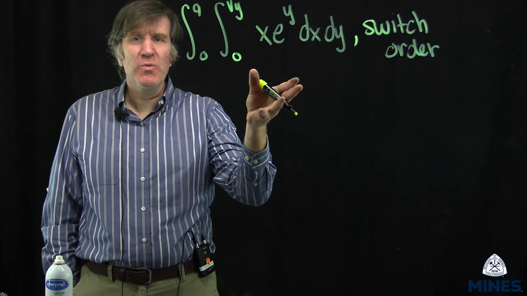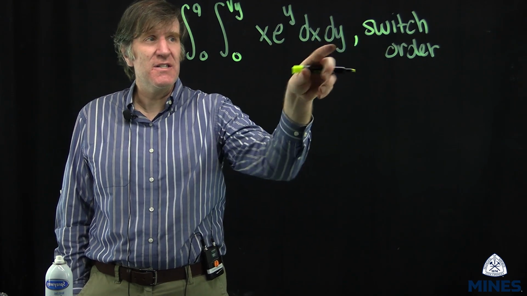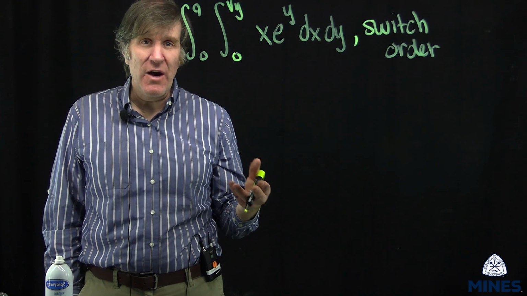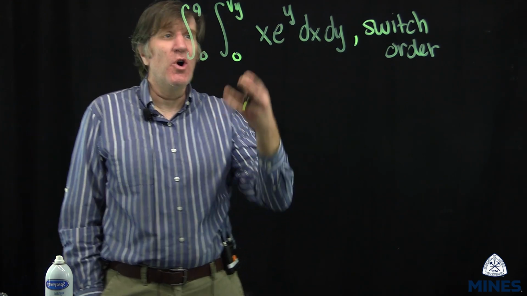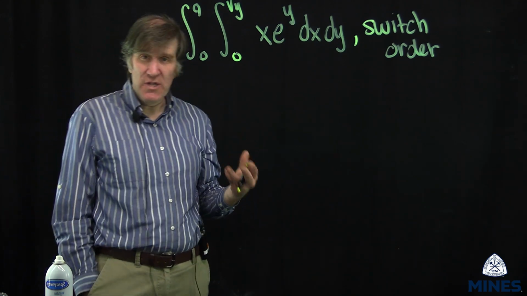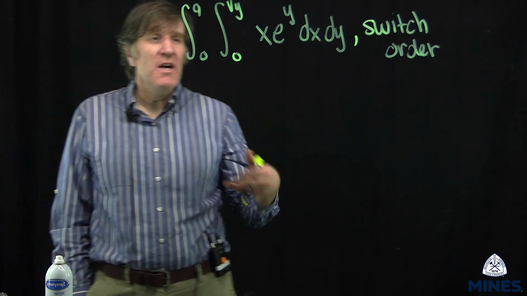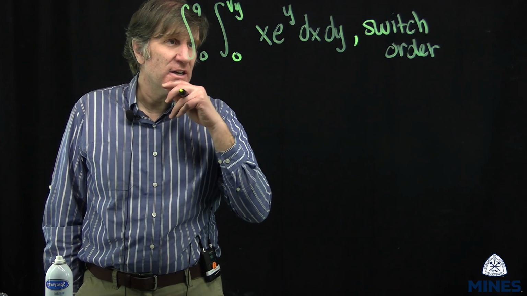Finally, we have a double integral problem where we're given a double integral and we're asked to switch the order. It's given as a dx dy, and we're asked to write it out as a dy dx. The reason for this typically is that the integral is hard to do in x first for some reason, and we want to switch it and see if it might be easier to do y first. And we'll see examples of that in some of our homework problems and in our in-class activities.